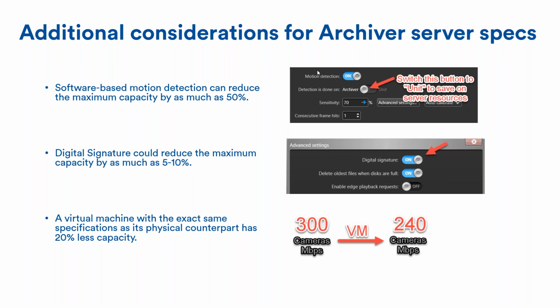And then last but not least, virtual machines. Because there's an overhead with the hypervisor on a server, a virtual machine with the exact same specs as a physical counterpart has about 20% less capacity. So if we're talking about a standalone server that supports 300 cameras on bare metal, if it was a virtual machine, it would only support 240, which is about a 20% reduction. Again, this is all in the system requirements document. It's all documented for you to review.